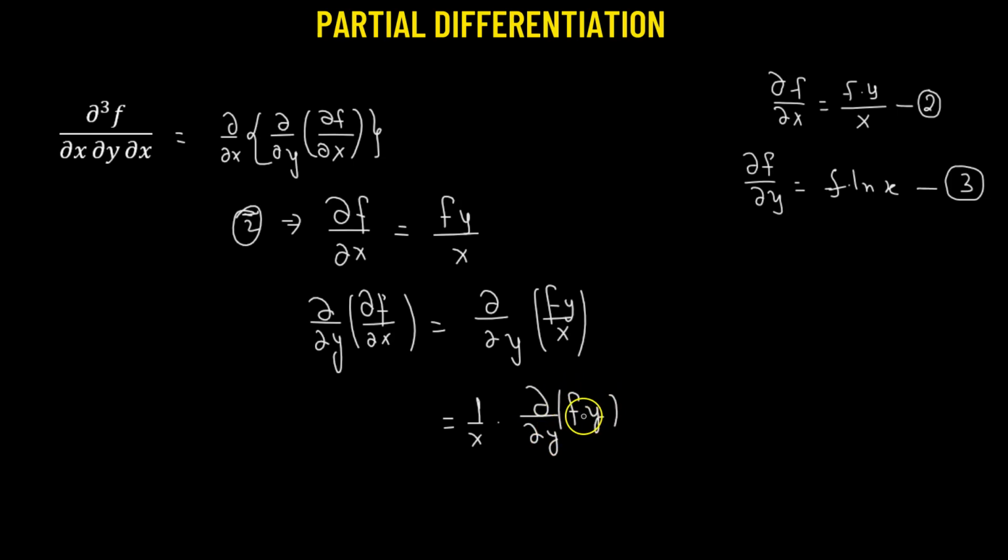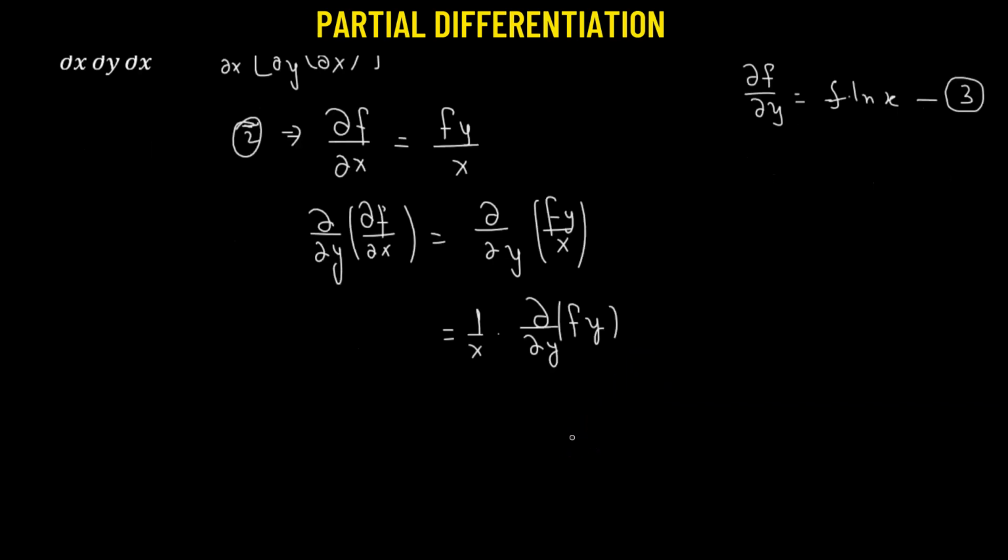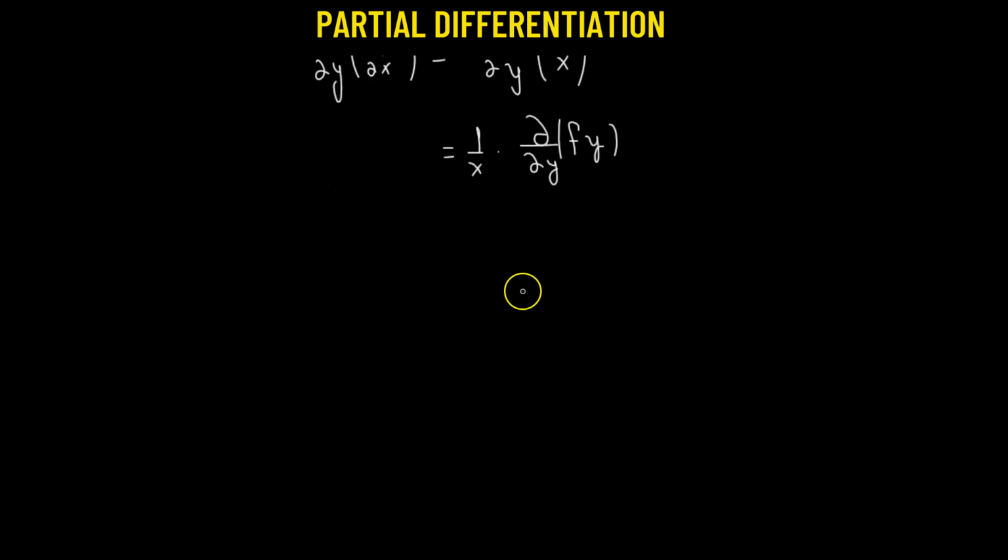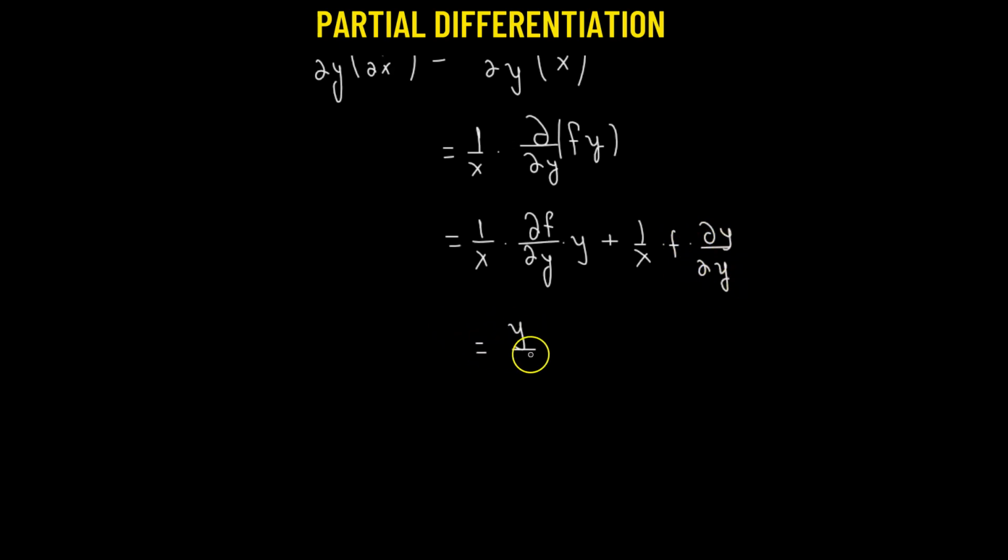So f being a function of x and y means f also has a y dependence, so we cannot treat it as a constant. So this will be equal to 1 over x times, and here we'll have to use the product rule. So this will be the partial of f with respect to y multiplied by y, plus 1 over x multiplied by f times the partial of y with respect to y. So that gives us y over x times the partial of f with respect to y plus f over x. Here, the partial of y with respect to y is simply 1.